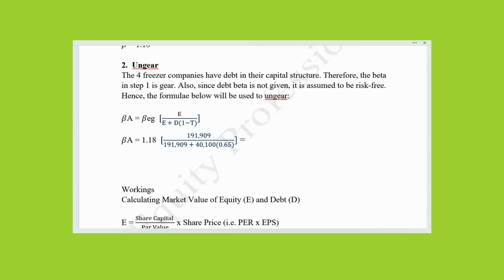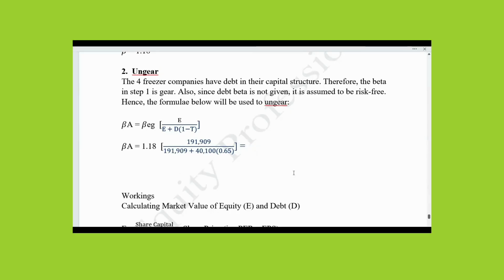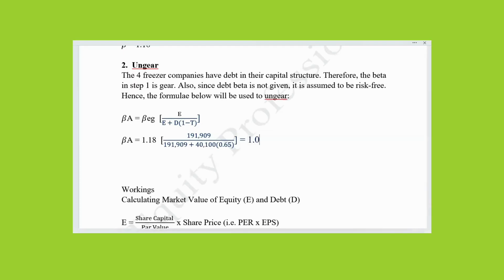Then 191,909 divided by answer, equal, multiplied by 1.18. What do you get? Give it to me. 1.04. All right, so asset beta is 1.04.